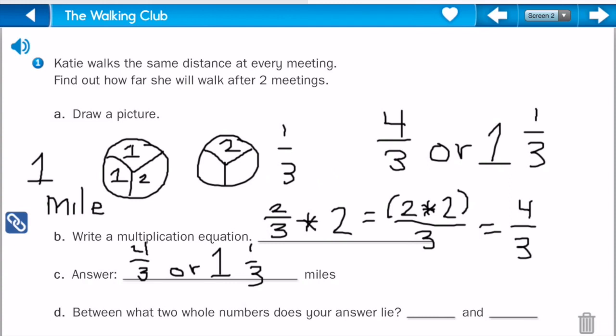Now they want us to think about between what 2 whole numbers does your answer lie? So if we look at 1 and 1/3 over here, we know that our first number will be 1, because we have a 1 here. And then what's the number after 1? Yeah, it would be 2, because 1 and 1/3 is between 1 and 2. All right, let's go ahead and go to our next screen.